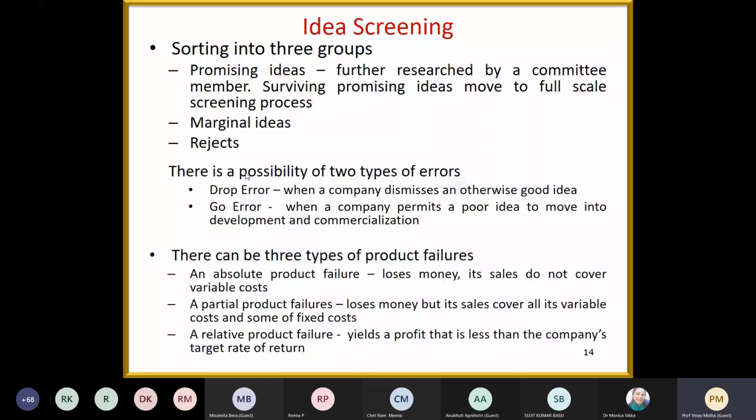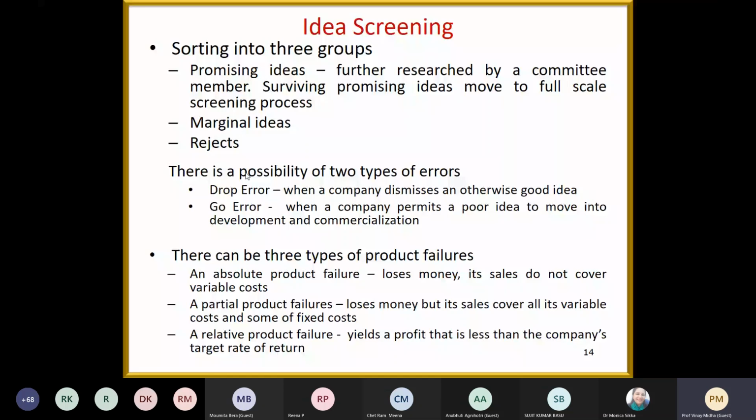And there are 2 types of errors. We can say that there can be a drop error, when the company dismisses an otherwise good idea. An idea which may have been taken into the promising stage has been taken either into the marginal or into the reject stage. So that good idea has been rejected. And the second type of error will be the go error, when a company permits a poor idea to move into the development and commercialization stage. So that idea which should have gone into the reject group has been taken into the marginal or into the promising group, so that it is now taken further for analysis and commercialization.